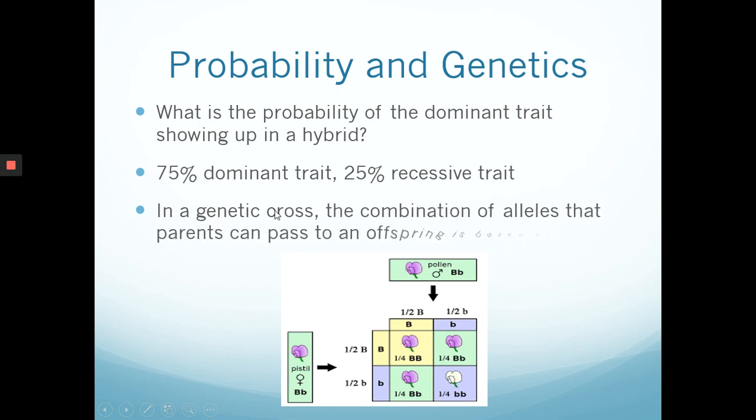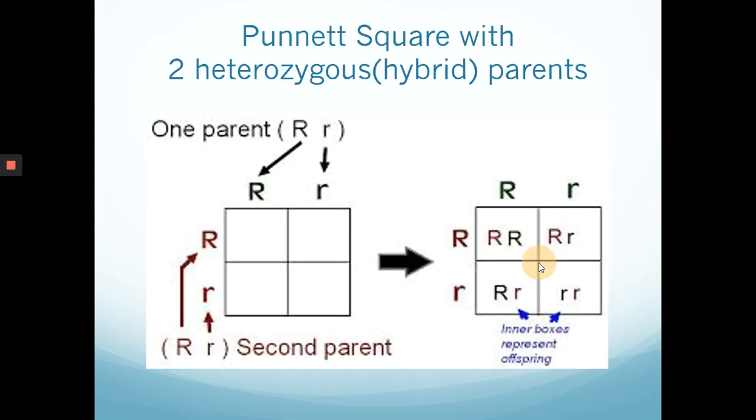Again, in genetic crosses, the combination of the alleles that the parents pass on to the offspring is based on probability. You can see the genetic makeup of this parent and this parent, and the predicted outcomes for the offspring.